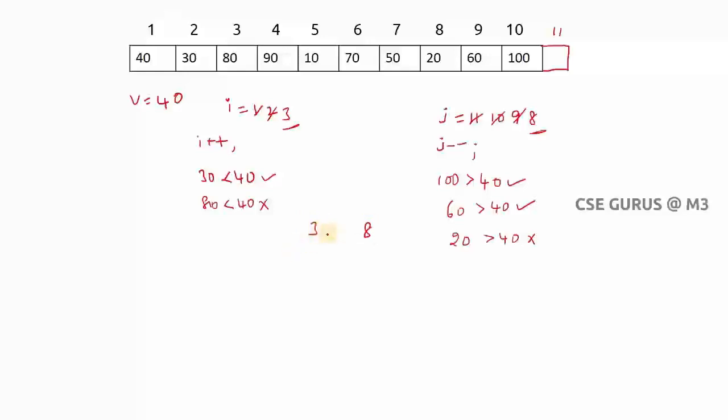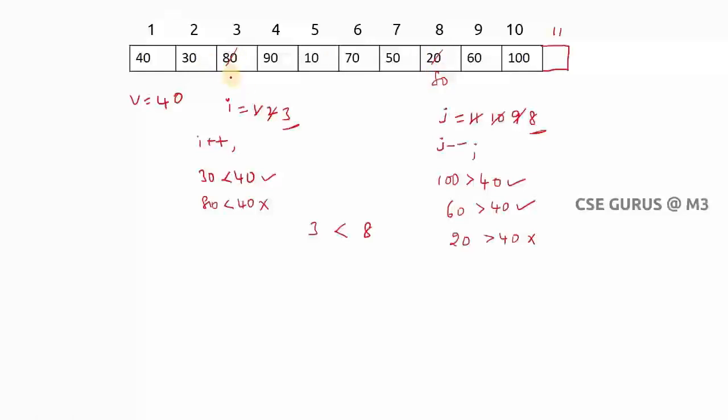Now check the relation between these two values. 3 is less than 8, yes, it is true. If it is true, what you need to do is swap a of 3 with a of 8. If this condition is false, then there is another thing we need to do, which I'll explain later. Since 3 is less than 8, I have to swap a of 3 with a of 8. What is a of 3? 80, which will go here.